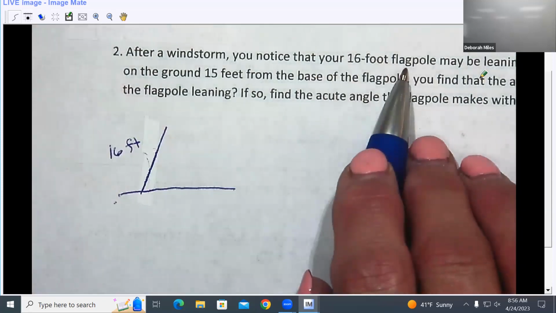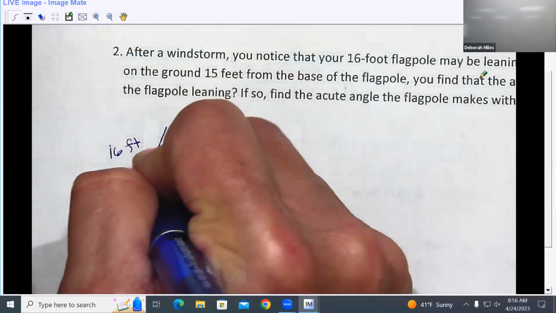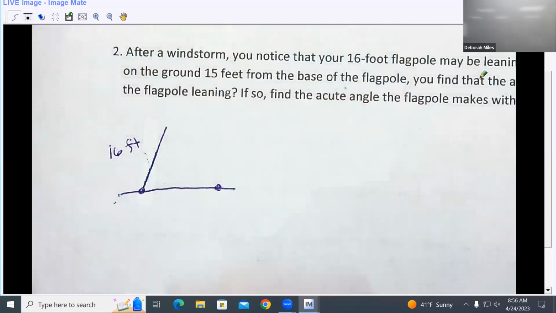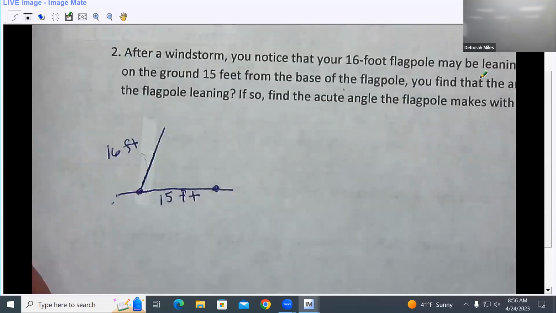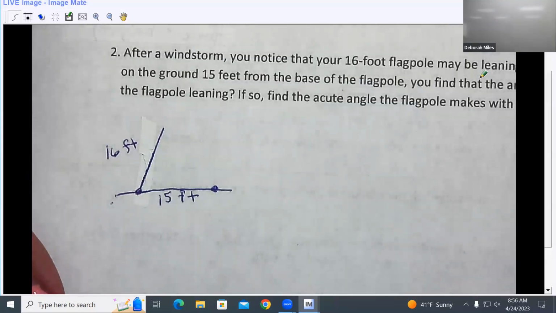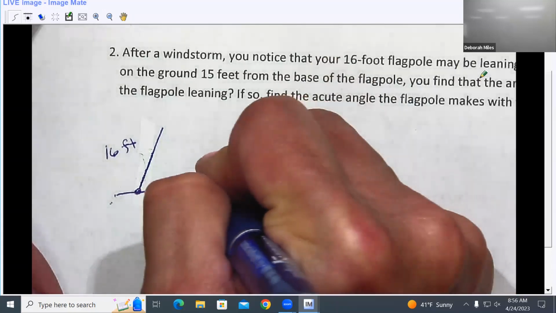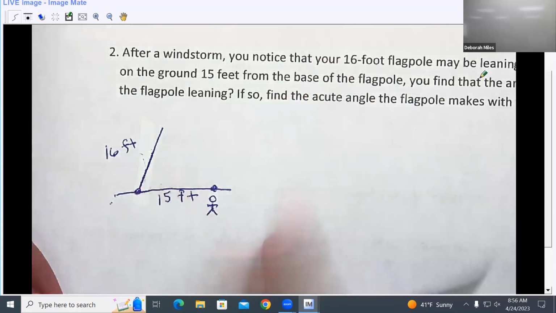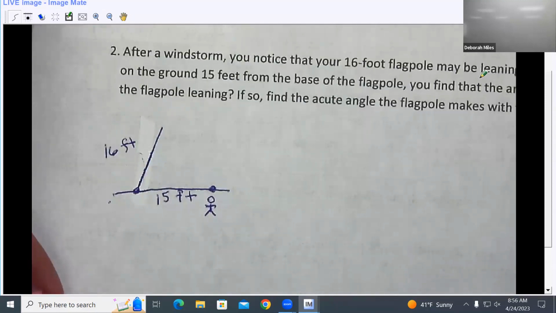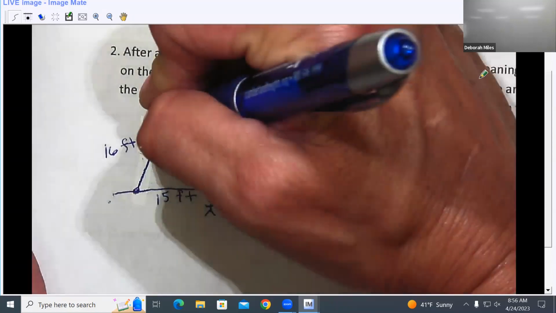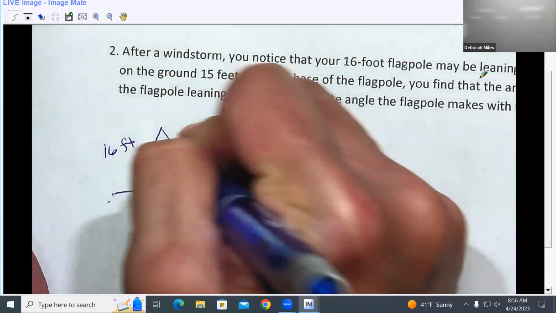All right, 16-foot flagpole may be leaning, but you're not sure. From a point on the ground, 15 feet from the base of the flagpole. Here's the base of the flagpole and 15 feet between those 2 points. You find that the angle of elevation to the top is 48 degrees. That means you're standing right here. Well, you're probably standing above the ground rather than below it, or your eyeballs are on your toes or something. With respect to the horizontal, that angle is 48 degrees.